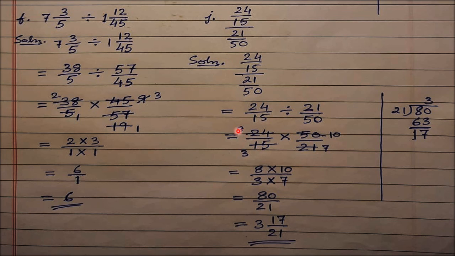So the product of the numerators 8 into 10 by the product of the denominators 3 into 7. So 8 into 10 we get 80 and 3 into 7 is 21. 80 by 21. Now divide it. 80 divided by 21. 21 3 times is 63. 80 minus 63 is 17. So the quotient is 3. That means the whole number is 3. So 3 whole, remainder 17 by the divisor, or the denominator was 21, will remain the denominator 21. So 3 whole 17 by 21 is the final answer.